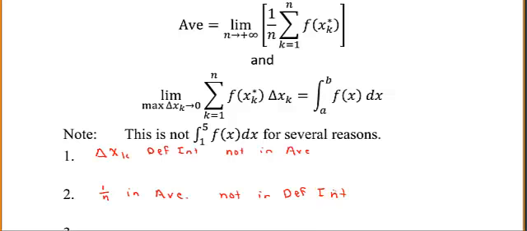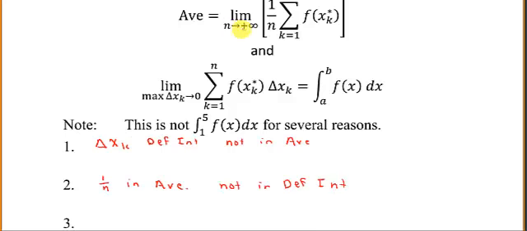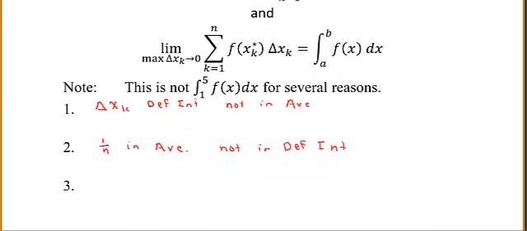And finally, there's one more thing. If I look at the limits, here is the limit as n goes to infinity, and this is the limit as the maximum of the delta x sub k's goes to 0. And so what about that we had in the average? The limit as n approaches infinity, but in the definite integral we have the limit as the maximum of the delta x sub k's goes to 0.